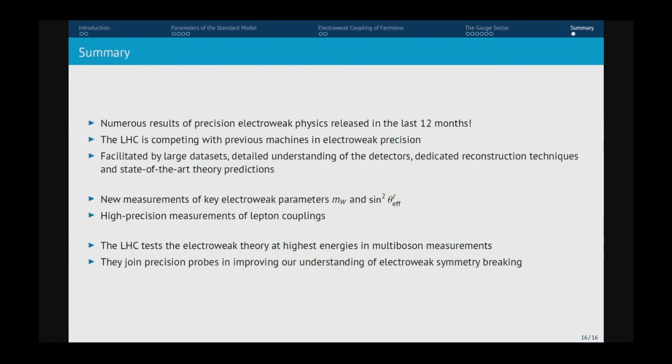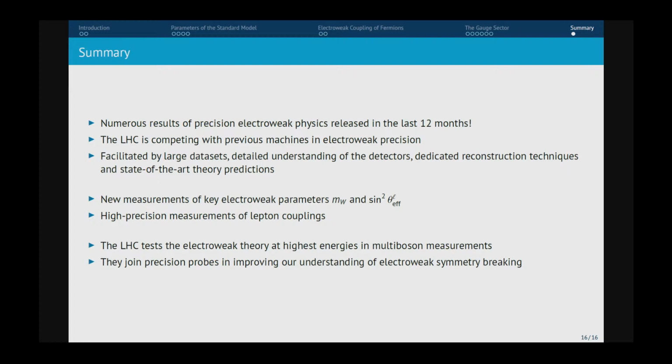And I conclude here. So most of the results I've shown you have been released in the last year. So it's been a really good year to be an electroweak physicist. The key message from this talk should be that the LHC is competing with previous machines in electroweak precision measurements. And this is facilitated through a number of components that we heard a couple of times this week. Large data sets, we understand the detectors well. We have dedicated reconstruction techniques to do these measurements, and of course, we rely on state-of-the-art theory predictions.